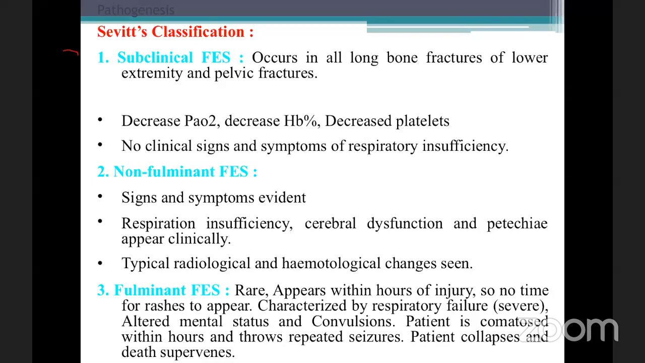Then there is another variant known as fulminant fat embolism syndrome, where the patient dies very rapidly. Like a trauma patient with a shaft of femur fracture comes to the casualty, the patient rapidly dies off, and these manifestations could not even be seen, and the patient goes into coma, has repeated seizures and collapses, and death supervenes suddenly. So this is what is known as fulminant fat embolism syndrome. These are the three different types of clinical scenarios classified by Gurd, which is very important.